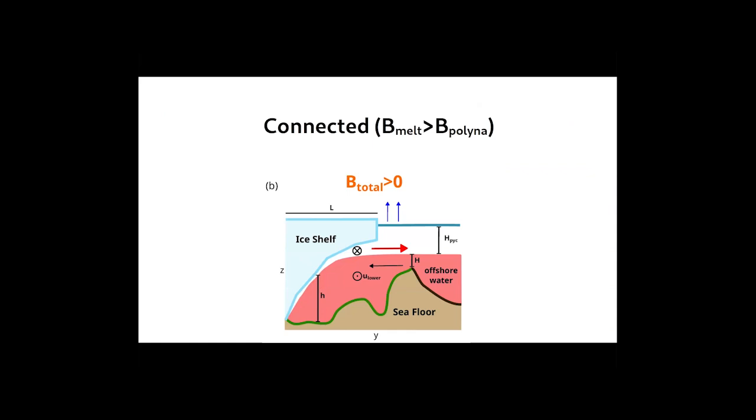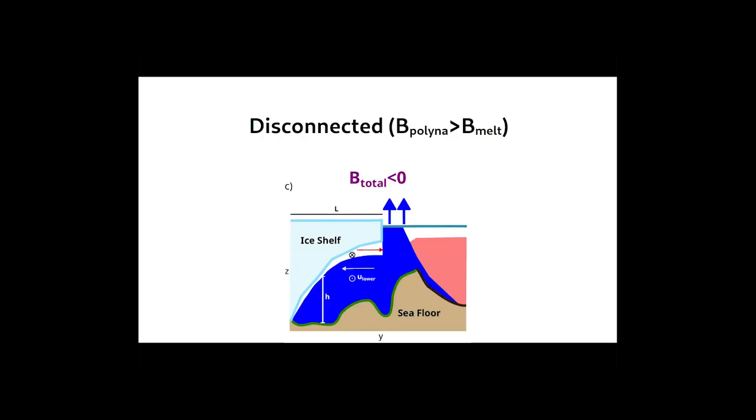And so basically, if you look at that box, if your melt buoyancy flux exceeds your polynya buoyancy flux, you have this regime that we talked about in the first part of the talk, where water flows in from offshore. On the other hand, if your polynya flux exceeds your melt flux, you have the opposite case, where you have tons of dense shelf water production and your ice shelf is cut off from offshore waters.